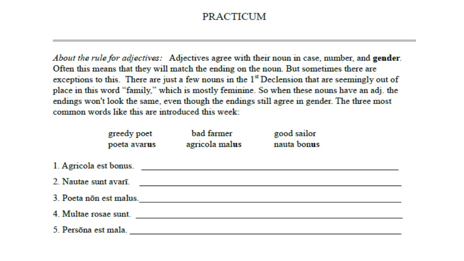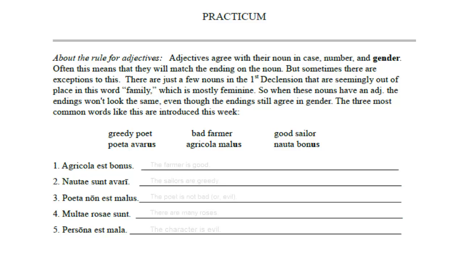These three nouns below are nouns of the first declension that are seemingly out of place in this word family, because most of the first declension nouns are feminine. So when these nouns have an adjective on them, they're not going to look the same as the noun, because these nouns are masculine in disguise. Now you should pause the recording and see what you can do.